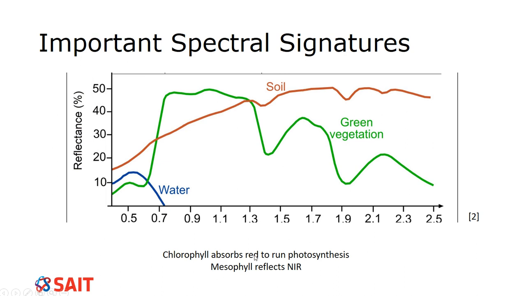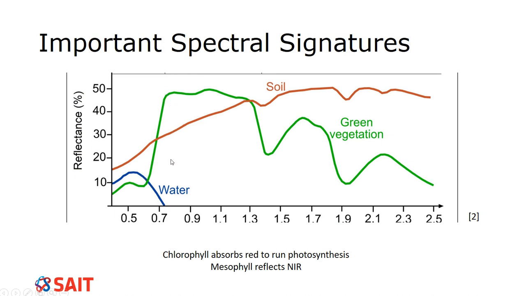As it says below, chlorophyll absorbs red to run photosynthesis. So we can see that that's why it dips down. And that's why there's not much reflectance in the red spectrum, because it's using red to do photosynthesis. Then we have mesophyll, which is the structure of the plant, and that reflects near infrared, so that is what's happening here. So we can see how much of a difference that makes. Now, as it is not green, so let's say the winter is coming, the red starts to lift up a little bit.